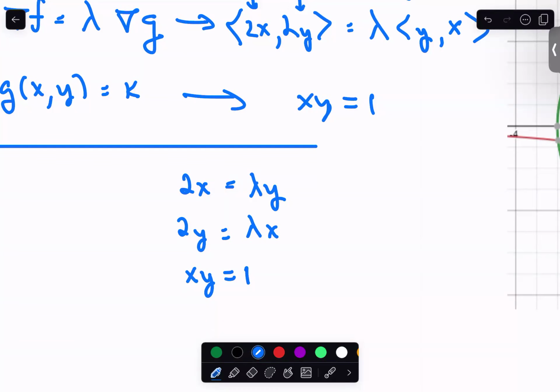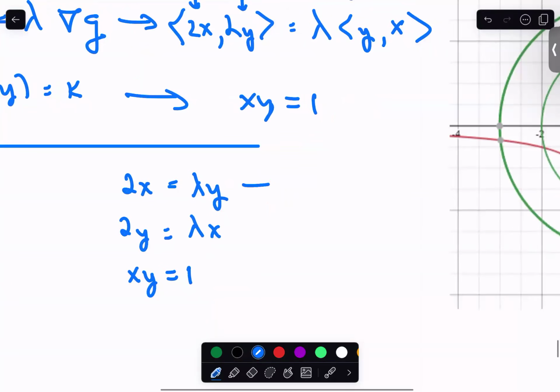So again, when we're trying to solve these things, this is where you have many options at this point. There's not a unique correct way to go about solving this every single time. So with this system here, I may be tempted to say something along the lines that x is equal to lambda divided by 2 times y.